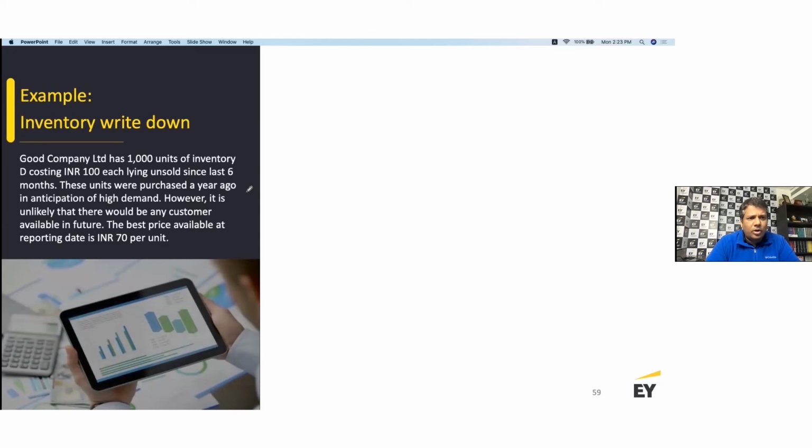How much did I purchase for? 100, right? The best price is what? 70. So what do I need to do here? I need to record a write down. By how much amount? 30 rupees.